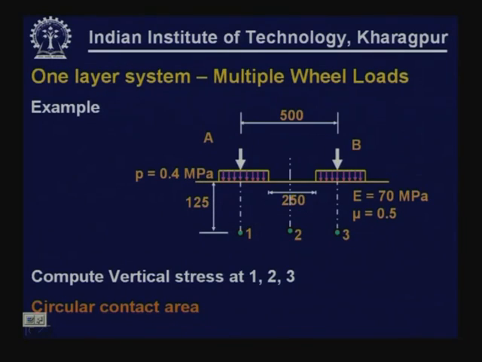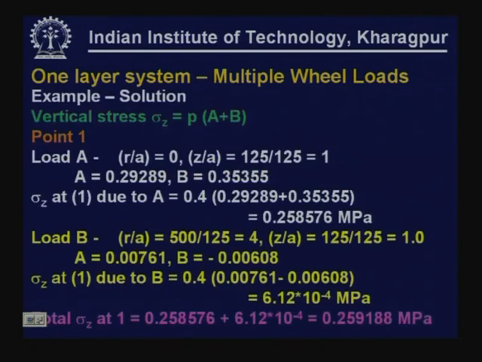Properties of the elastic layer are given: modulus value of 70 MPa, and Poisson ratio of 0.5. We are trying to compute vertical stress at points 1, 2, 3. We are assuming that these loads have circular contact area. This is also very similar to what we have just discussed in the previous few slides.